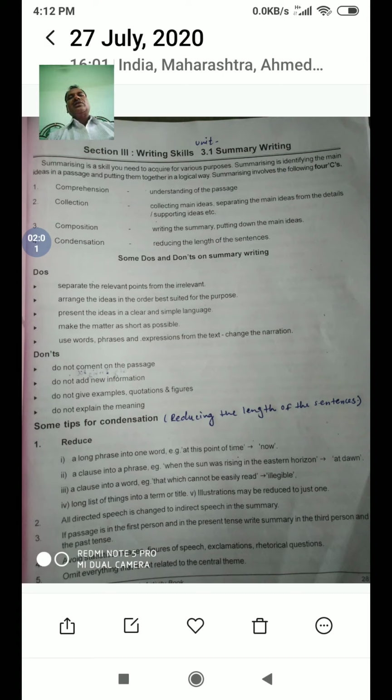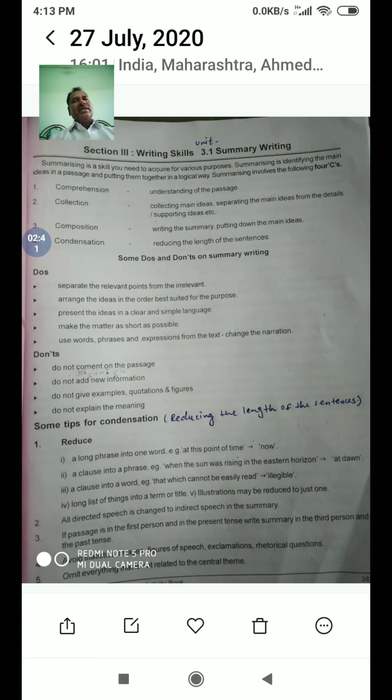First, see the do's. First one is separate the relevant points from the irrelevant. Second one is arrange the ideas in the order best suited for the purpose. Third one is present the ideas in a clear and simple language. Fourth one, make the matter as short as possible. And fifth one is use words, phrases and expressions from the extract, change the narration.